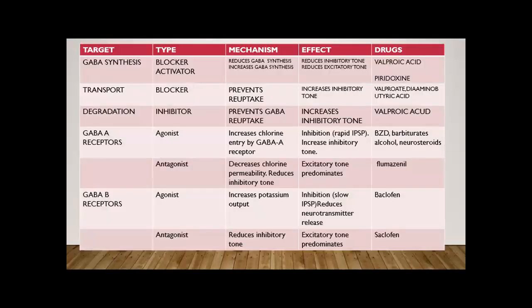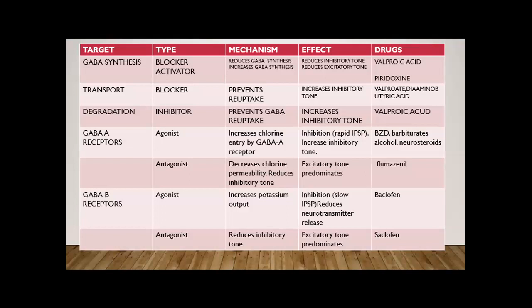So in this table, here are certain drugs which alter the mechanism of GABA. Valproic acid, which is a blocker of GABA synthesis, reduces GABA synthesis and reduces the inhibitory tone. Pyridoxine, which is an activator of GABA synthesis, increases GABA synthesis. Valproic acid also prevents transport of GABA, increases inhibitory tone. It also inhibits the degradation of GABA, prevents GABA reuptake, increases inhibitory tone.